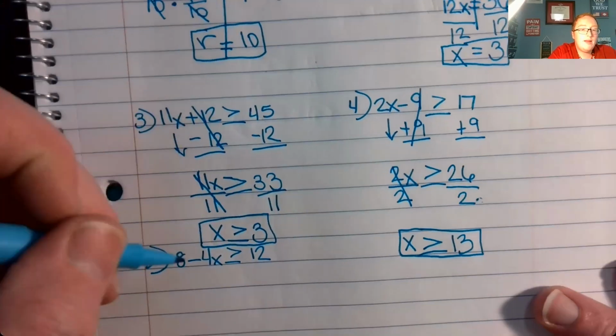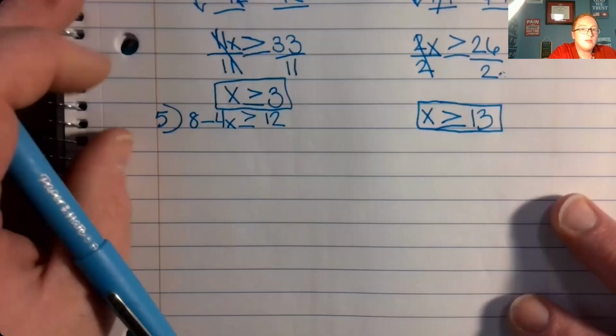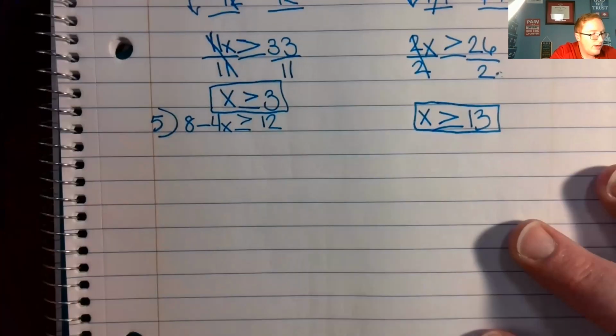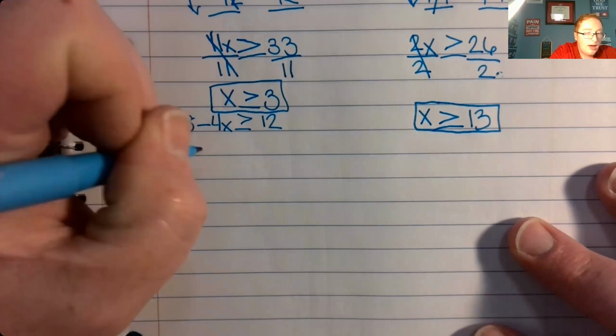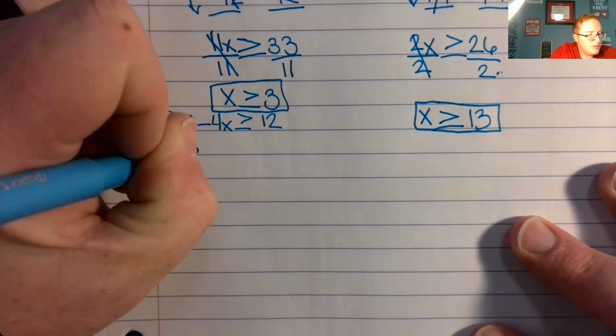Number 5 says, let me speed this up, I'm sorry, 8 minus 4x is greater than or equal to 12. Okay, so again, I don't have to rearrange this. I'm just going to go ahead and subtract 8 first. This was another common mistake I saw today.